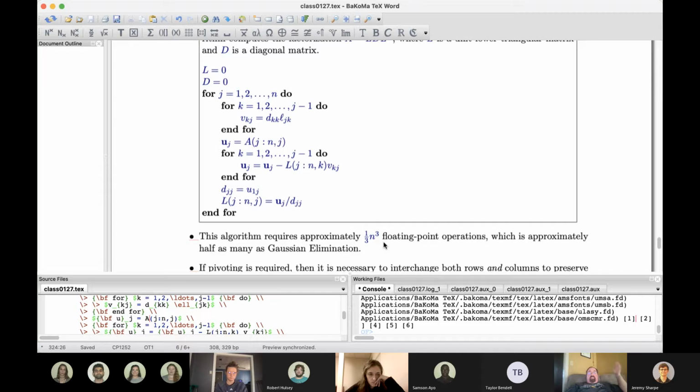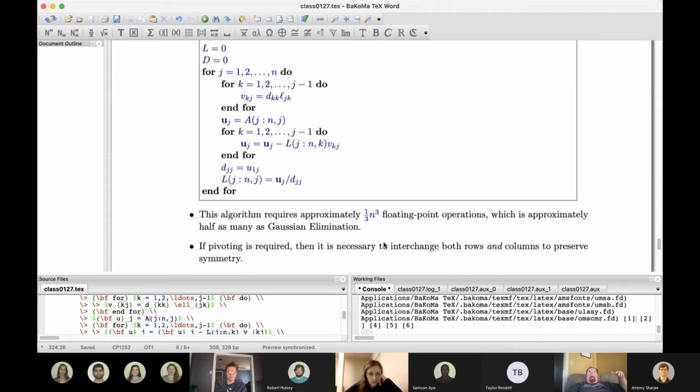Now, this algorithm does not include pivoting. One thing to be careful about is if you are going to do pivoting, if there's a need to swap rows, you should also swap the corresponding columns. That way, symmetry is preserved. Because if you lose the symmetry, then you lose the gain in efficiency that symmetry is supposed to give you. So never do anything to lose that.